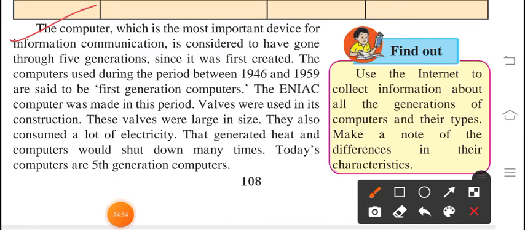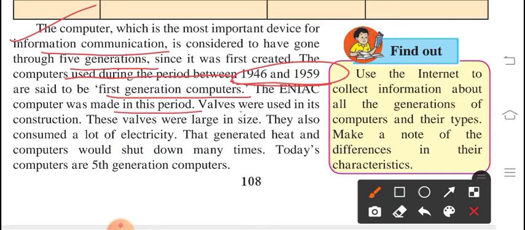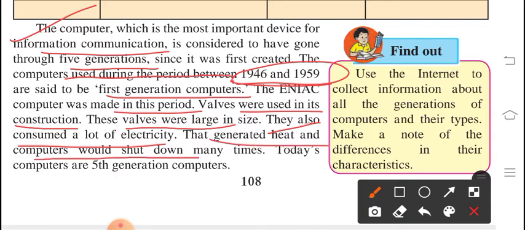The computer, which is the most important device for information communication, is considered to have gone through five generations since it was first created. The computers used during the period between 1946 and 1959 are said to be first generation computers. The ENIAC computer was made in this period. Valves were used in its construction. These valves were large in size. They also consumed a lot of electricity that generated heat, and computers would shut down many times.